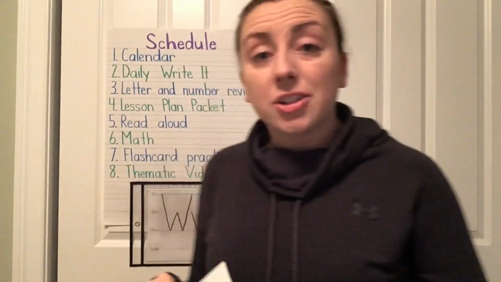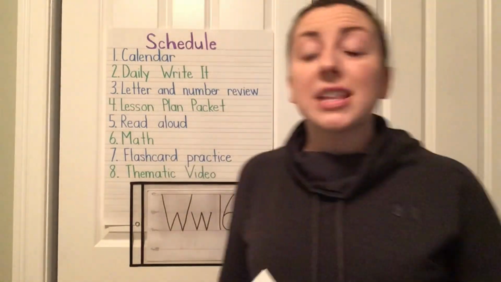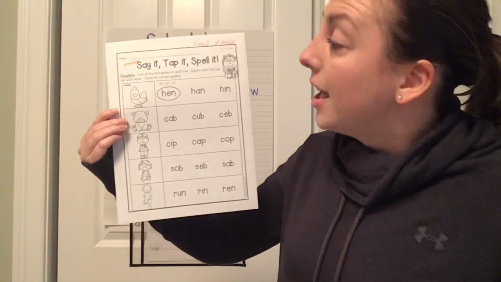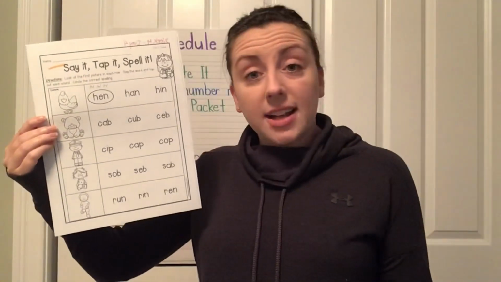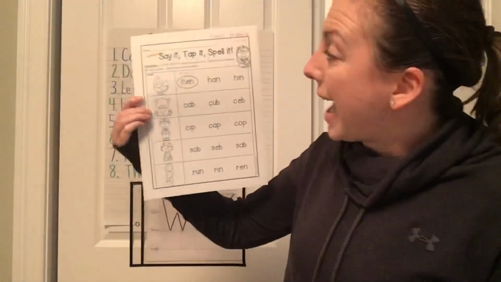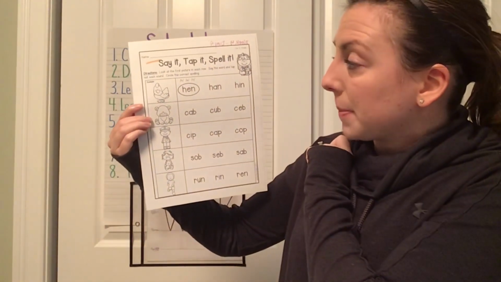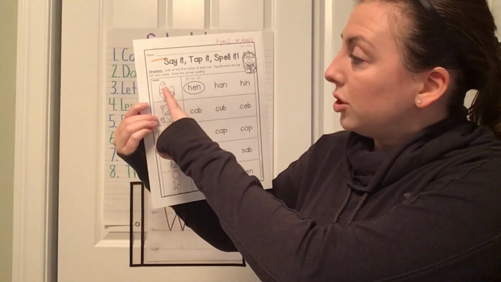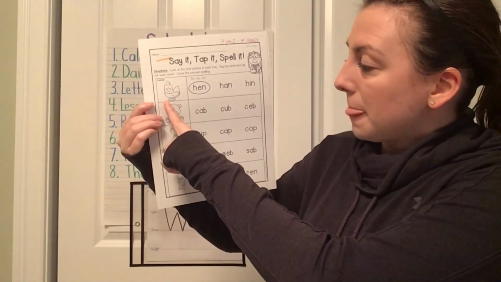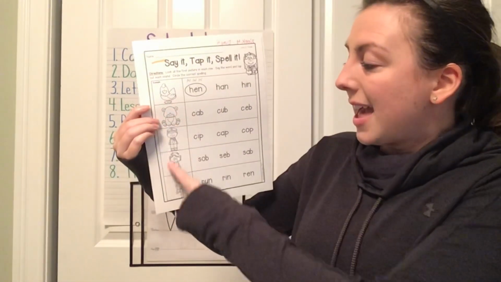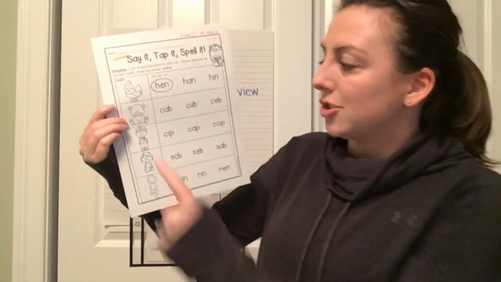Remember to form your letters correctly, and parents, you can use that lowercase letter formation guide to help you with that too. When you're finished with the first phonics page, you'll flip it over and do the back. So say it, tap it, spell it. So you're going to look at the picture, and then you're going to circle the word that goes with it, and then do the same for the whole page.